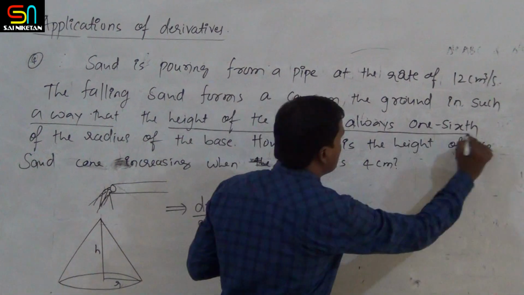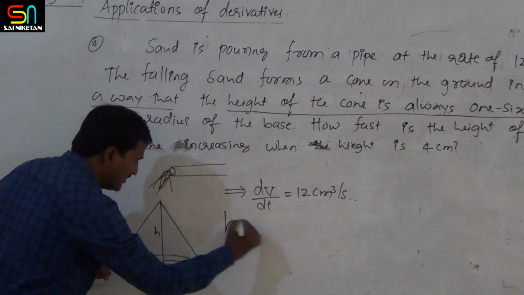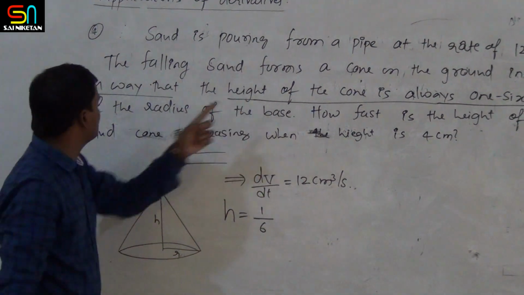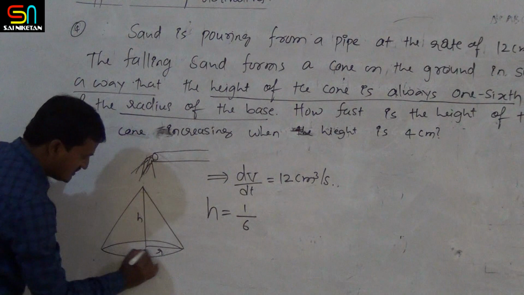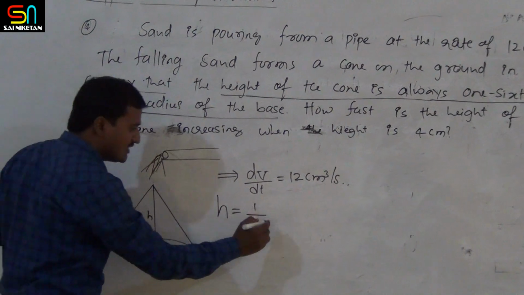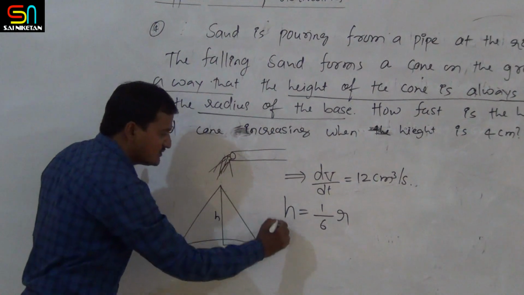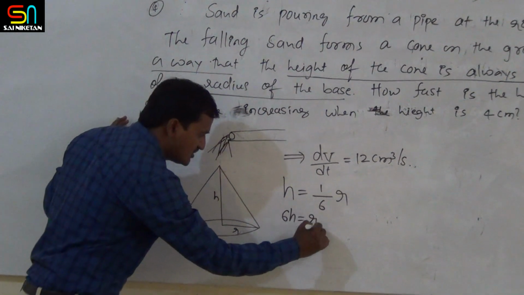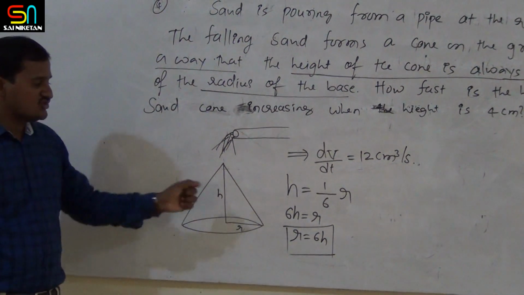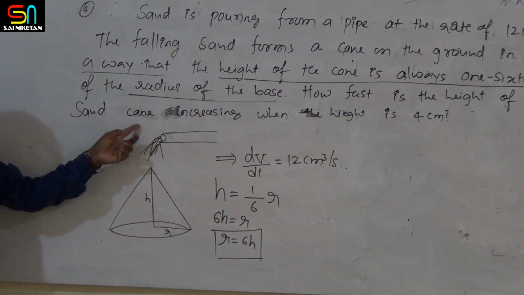is always 1/6. What is the height? This is the height. The height of the cone is always 1/6 of the radius of the base. This is the radius of the base of the cone. The height of the cone is always equal to 1/6 of the radius of its base. So clearly, by sending this 6 to this side, 6h is equal to r. Otherwise I will write the value of r is equal to 6 times h.